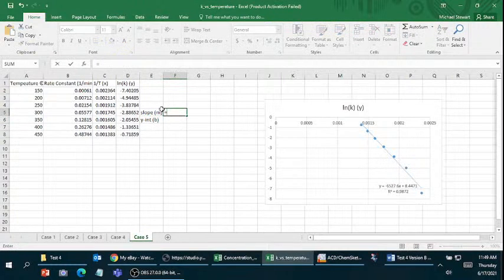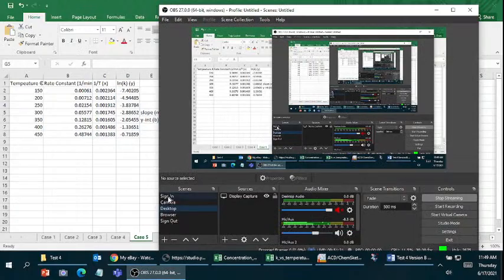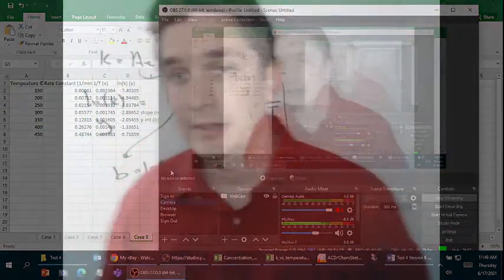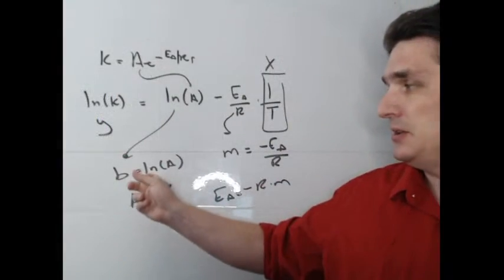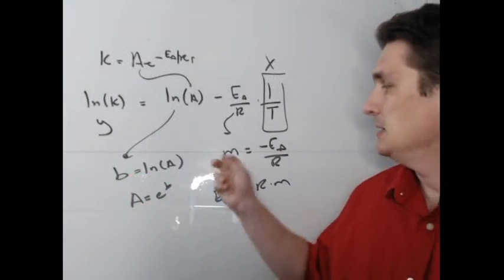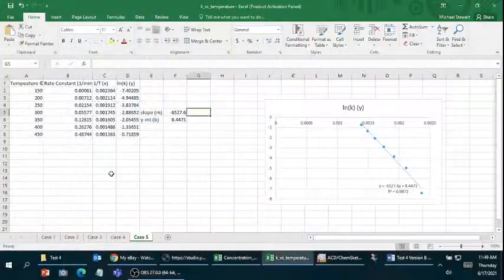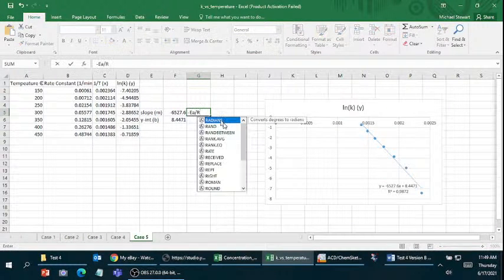My slope is minus 6527.6, and my y-intercept is 8.4471. Now we also know from the board behind me that the numerical value of the slope equals minus EA over R. So I'm going to put those in the sheet just for illustrative purposes. So this is also going to equal minus EA over R.